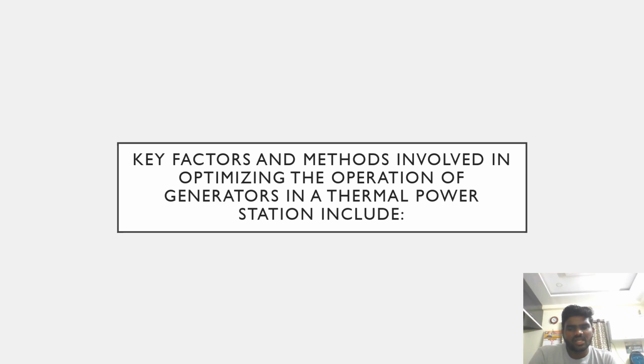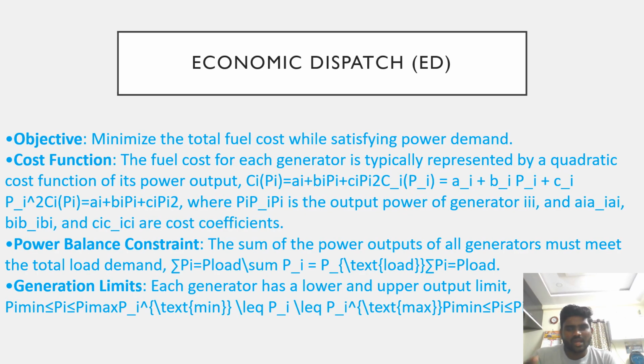So next, some key factors and methods involved in optimizing the operation of generation in a thermal power station include economic dispatch, which we can call EED. The main objective of economic dispatch is to minimize the total fuel cost while satisfying power demand. Next, the cost function. The fuel cost for the generator is typically represented as a quadratic cost function of the power output. The power balance constraint: the sum of the power outputs of all generators must meet the total load.